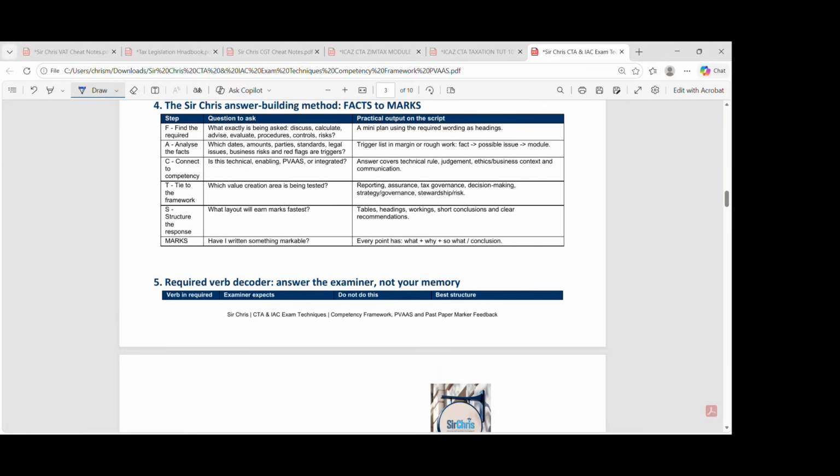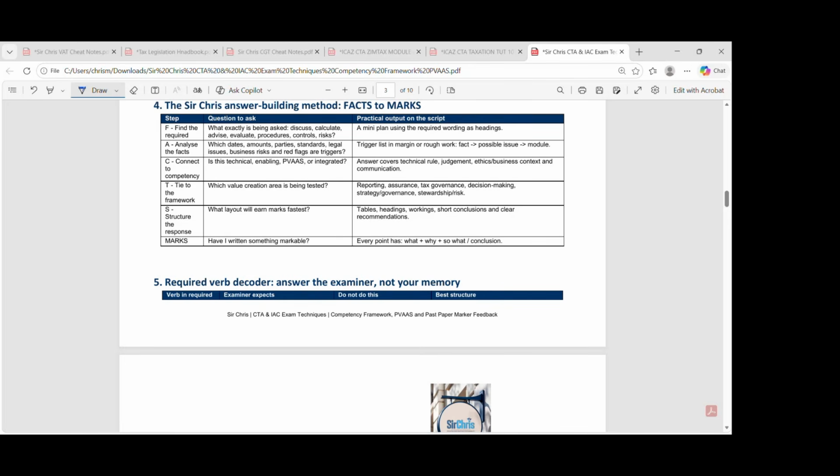Are you able to clearly distinguish which dates, which amounts, which parties, which standards? Are there any legal issues, business risks, and red flags? Red flags are triggers. So trigger list, please, in the margin or rough work. Connect to competence. Is this technical, enabling, PVAs, or integrated? So the answer covers technical rule, judgment, ethics, business, and communication. Tie it to the framework: which value creation area is being tested.